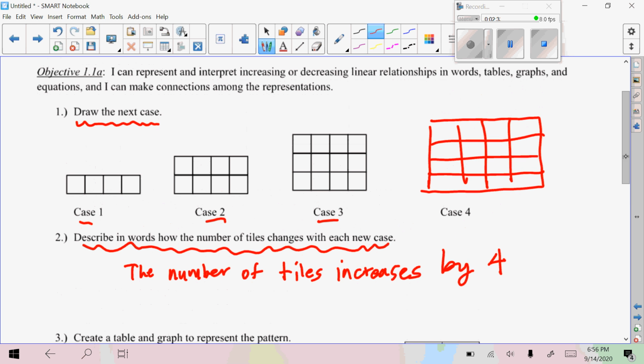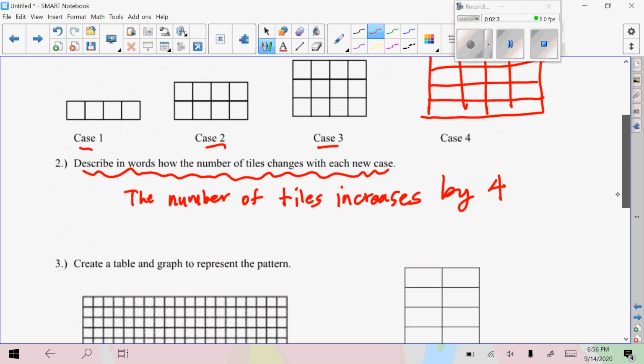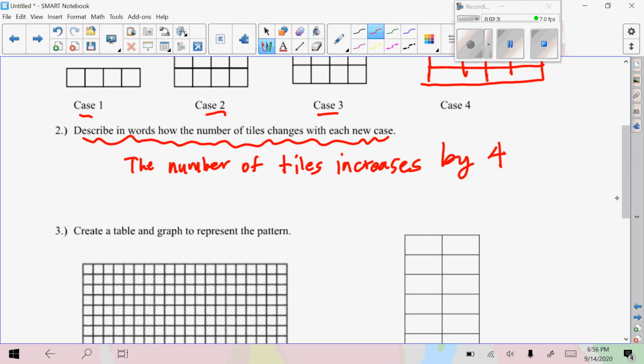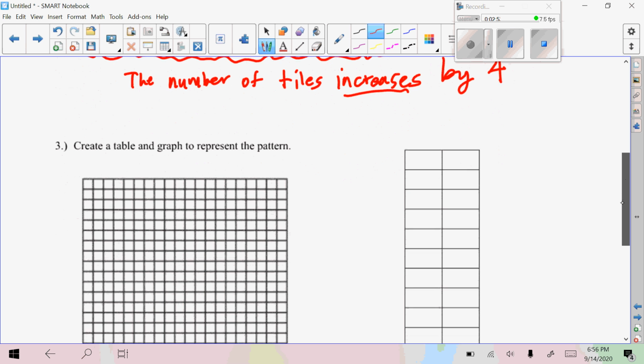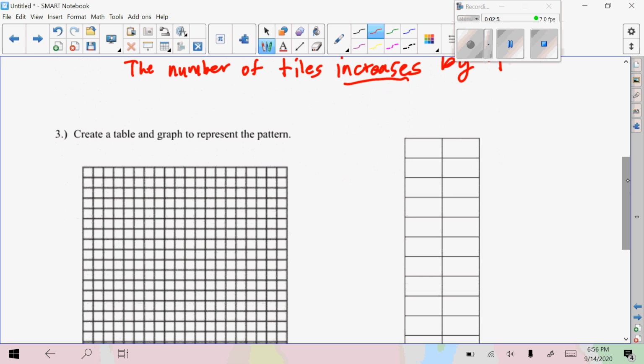Okay, your case 4 should look something like this, maybe a little neater than mine. And you should have written something like this, that you notice that the number of tiles is increasing by 4. Now in math, when you're increasing by the same amount every time, that should tell you something about the relationship. And we're going to use a table and a graph here to look into that relationship a little bit more. I'll get you started on this table and then you can go ahead and fill it in.